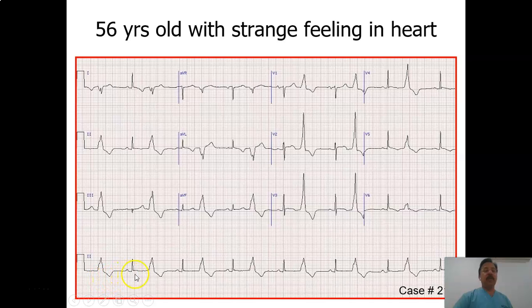2, 3, 4, 5, 6. So like 70 or 80 is the heart rate here. Rhythm is here 1 normal, 1 wide PVC, 1 normal, 1 PVC, 1 normal, 1 PVC. So this looks like ventricular bigeminy. Axis, look with the normal QRS complexes. Normal axis, no hypertrophy as far as the atria is concerned, no ventricular hypertrophy.